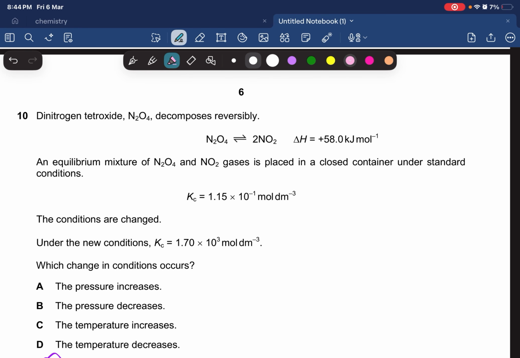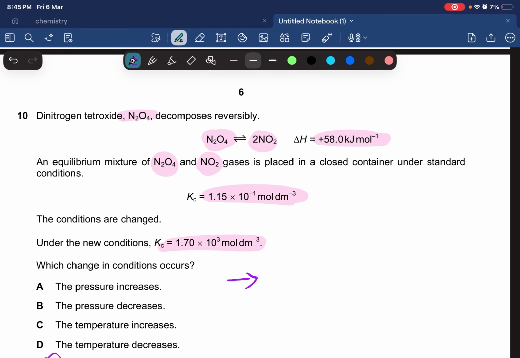Okay, dinitrogen tetroxide, N2O4, decomposes reversibly. Forming this, you release 58 kilojoules per mole of energy. An equilibrium mixture of N2O4 and NO2 gases is placed in a closed container under standard conditions. The Kc value is given. The conditions are changed. Under the new conditions, the Kc is this. What change occurs? Okay, so there's a very important line.